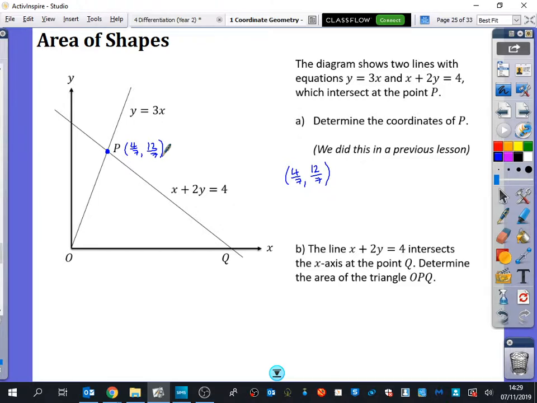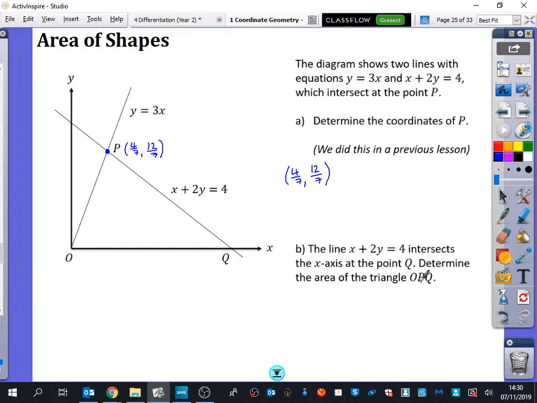It says here, the line x plus 2y equals 4 meets the x-axis at the point Q. Determine the area of the triangle OPQ. Okay, so find out the area of this triangle OPQ. Well, before you can even find the area, what needs to be done?